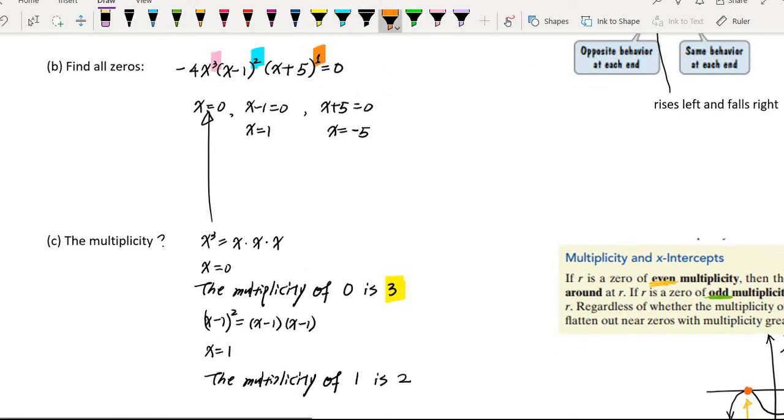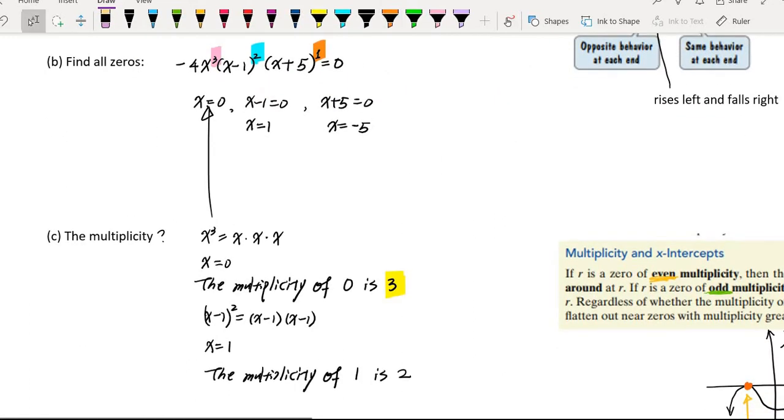All right, what is the multiplicity? I already wrote it right here. If you have x to the third power, that means x is multiplied 3 times. From the zero, we find that x equals 0. So because x equals 0, we say the multiplicity of 0 is 3. Make sure you know where that 0 comes from, okay?